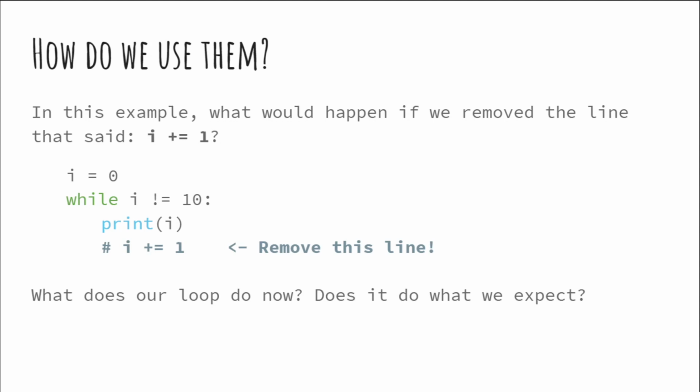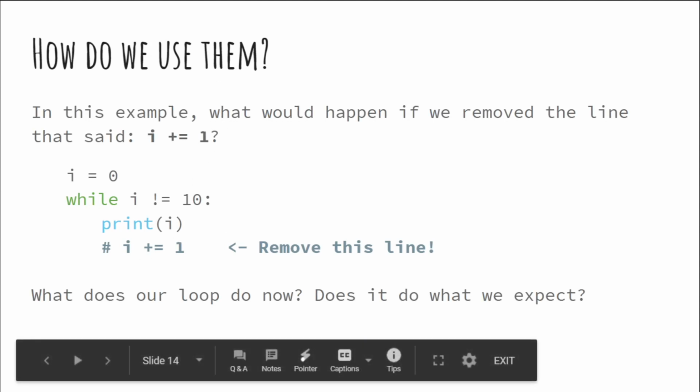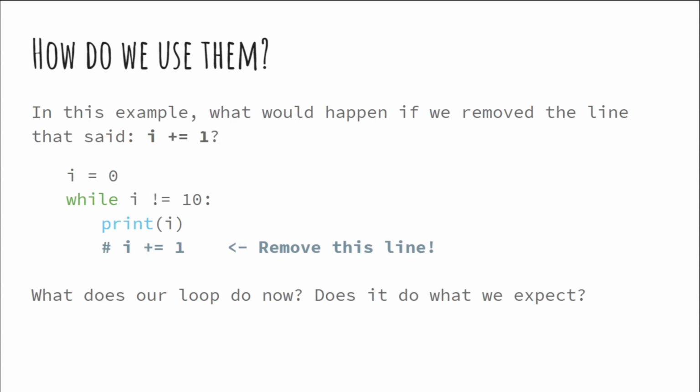You might be able to see this is going to cause us a problem, because I is never going to change. So I is always going to be not equal to 10. This means we print zeros until the computer crashes, until it stops. I'm going to demonstrate that and then kill the kernel, but generally you do want to avoid this. It causes some problems with the platform at the moment.